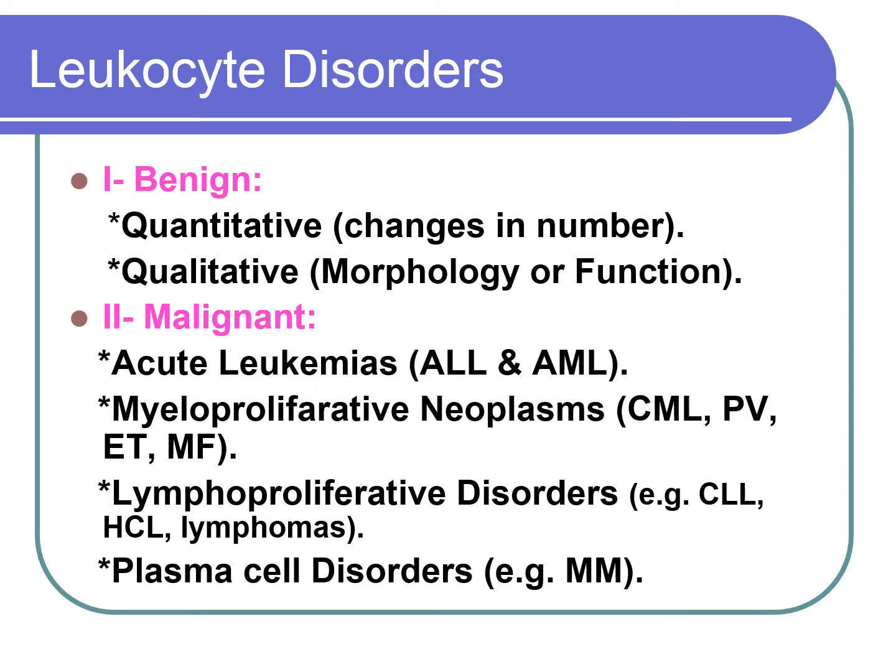The most characteristic malignant disorders of the white blood cells are either leukemias, either acute lymphoblastic or acute myeloid leukemia; myeloproliferative neoplasms, for example CML, polycythemia, essential thrombocythemia, or myelofibrosis; lymphoproliferative disorders, the most common of which is CLL; or plasma cell disorders like multiple myeloma.